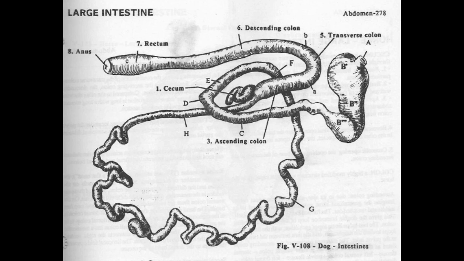After the descending colon, the next portion of the large intestine is the rectum, which extends from the descending colon to the anal canal. After the rectum, there comes the anal canal, which is the short termination of the alimentary canal, and it opens to the exterior as the anus, and the anus is the external opening of the large intestine.